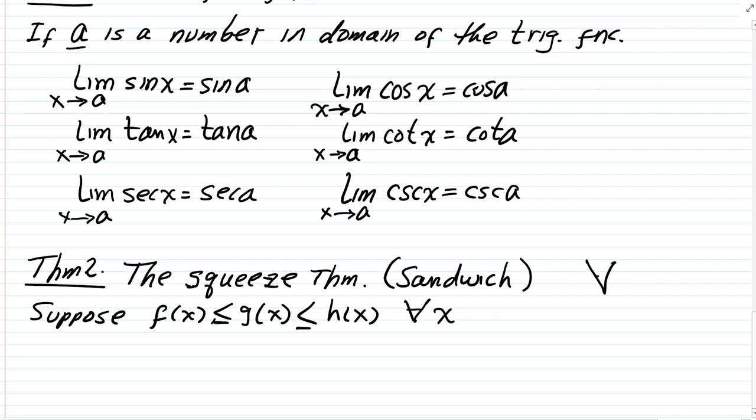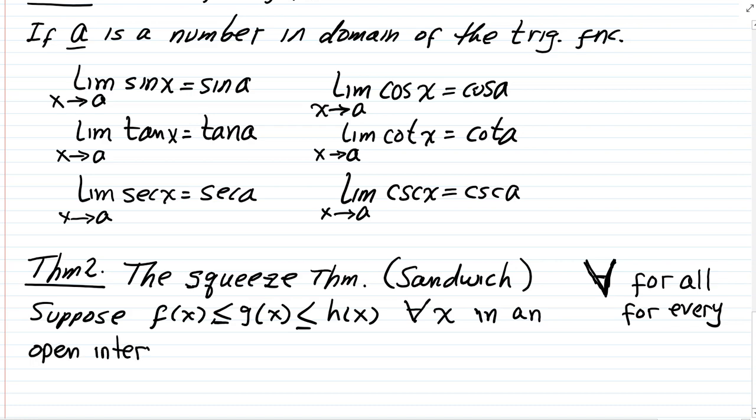Sidebar, the symbol here is a universal modifier. It means for all, for every. I will be using some of these throughout, so you begin to work with these modifiers to get you ready for your higher courses in mathematics. So f of x is less than or equal to g of x less than or equal to h of x for all x in an open interval containing a, except possibly at a.